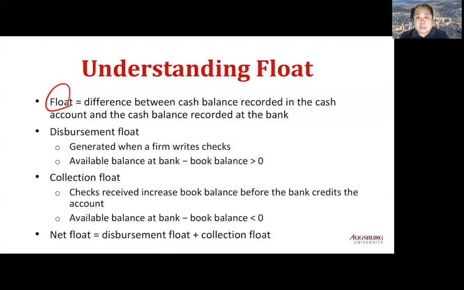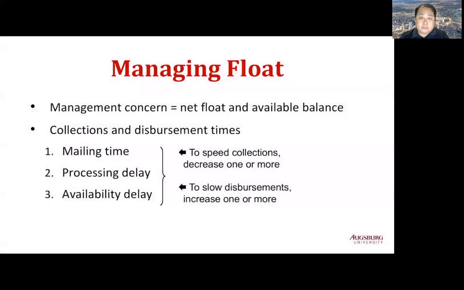So disbursement float is bank balance minus book balance, and it should be positive. Another type of float occurs when checks are received. When checks are received, book balance will increase, but bank balance will increase when checks are completely cleared. So collection float, bank balance minus book balance, should be negative. The sum of these two floats is called net float. Managers are usually concerned if their firms have negative net float.